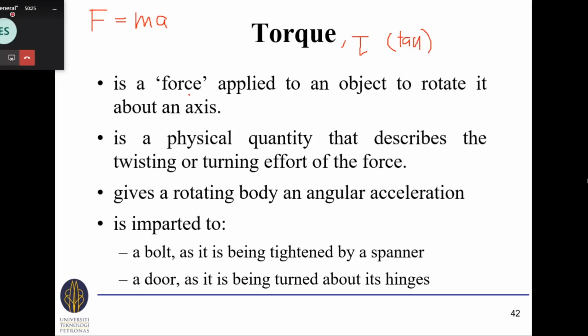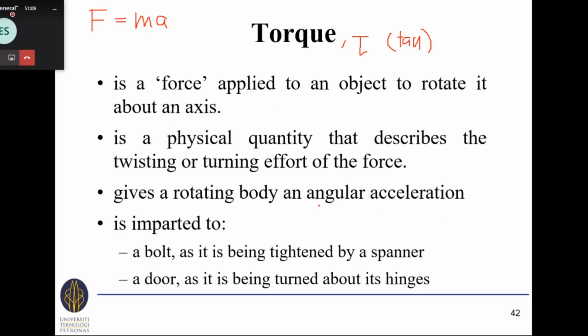It is known as a force applied to an object to rotate it about an axis. The torque is basically defined as how easy the object can rotate. If the torque is large, the object is easy to rotate. If the torque is small, the object is hard to rotate. It's basically subjective and depends on the function, whether you want greater rotation or less rotation. It's a physical quantity that describes the twisting or turning effort. It gives the rotating body an angular acceleration.